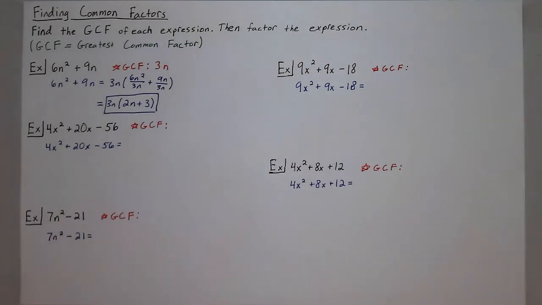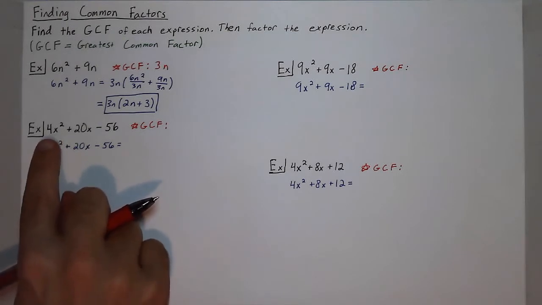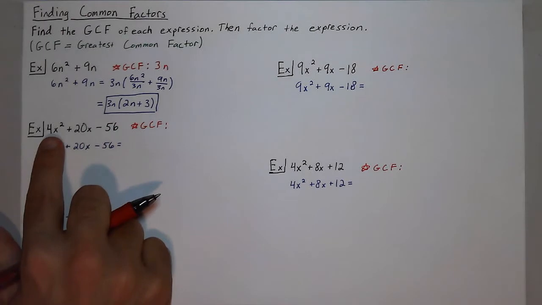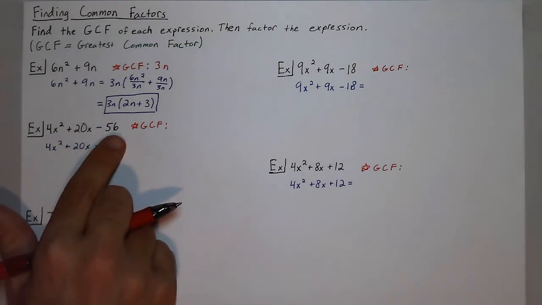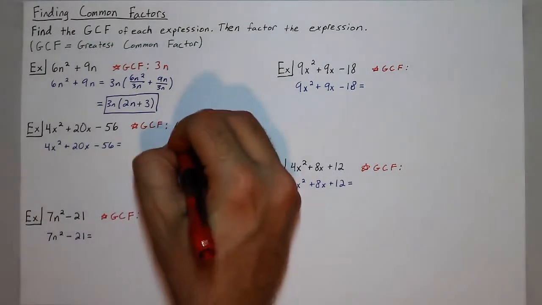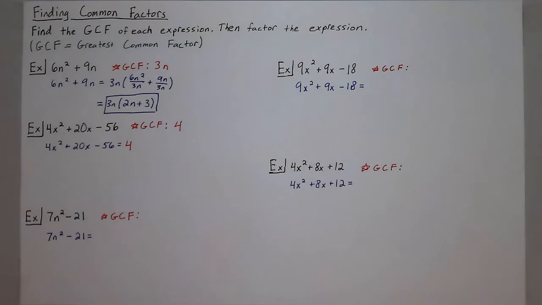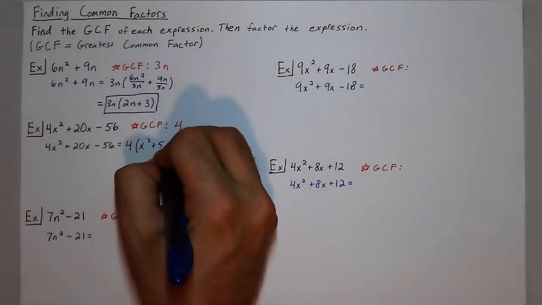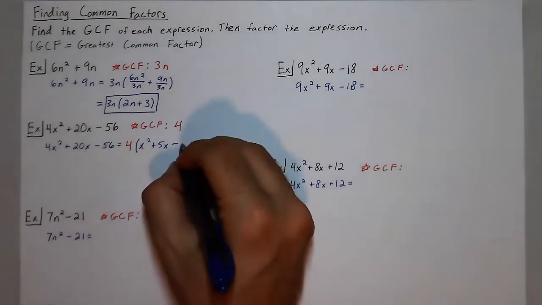So now let's look at this next example. Every term has a 4 in common. 4 is divisible by 4, 20 is divisible by 4, and 56 is divisible by 4. So 4 would be the common factor. So after I factor out 4, I'm dividing every term by 4, giving me x squared plus 5x minus 56 divided by 4, which is 14.